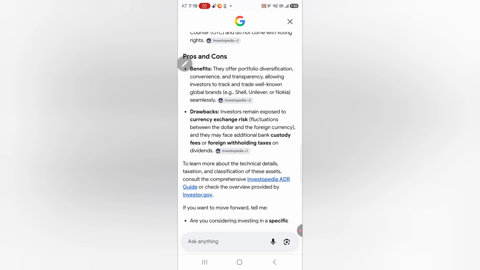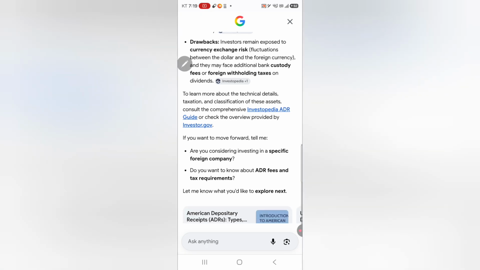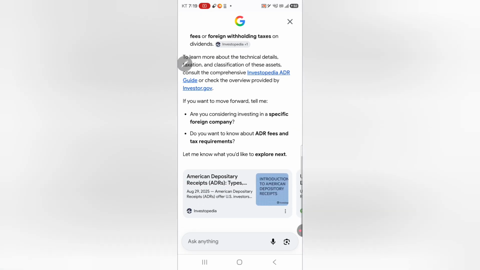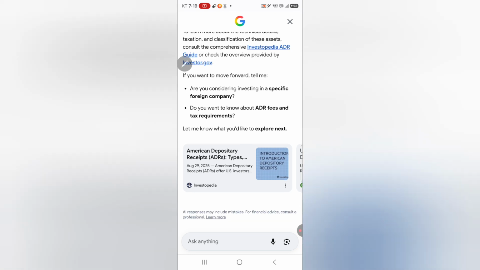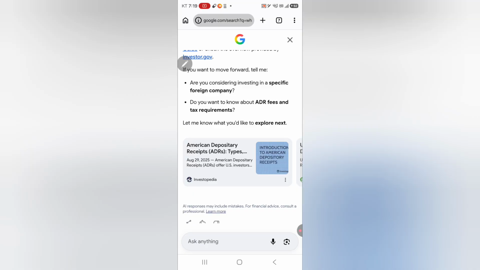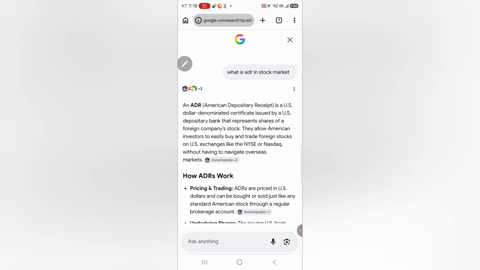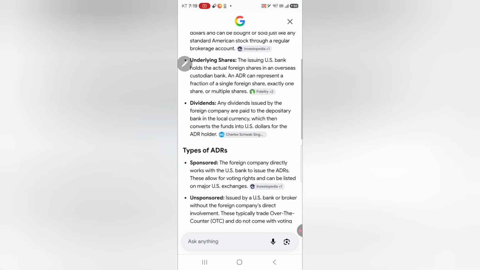To learn more about the technical details, taxation, and classification of these assets, consult the comprehensive Investopedia ADR guide or check the overview provided by investor.gov. If you want to move forward, tell me, are you considering investing in a specific foreign company? Do you want to know about ADR fees and tax requirements? Let me know what you'd like to explore next. This is from Investopedia, but it was generated by AI, Google's Gemini.